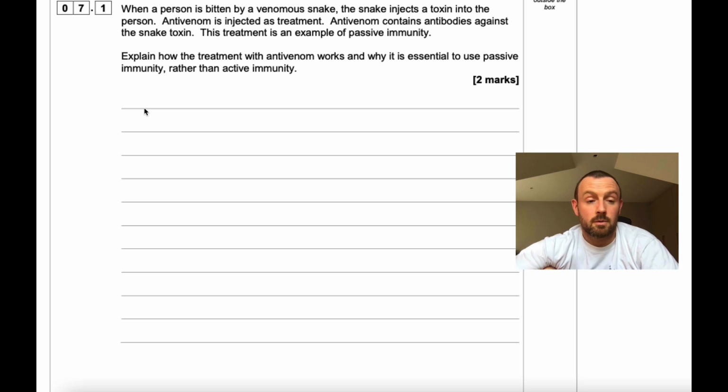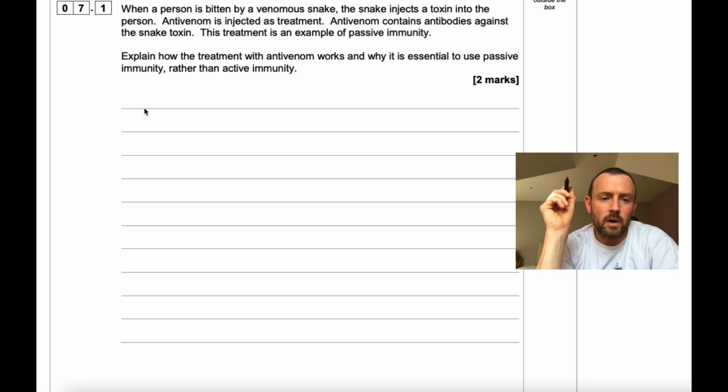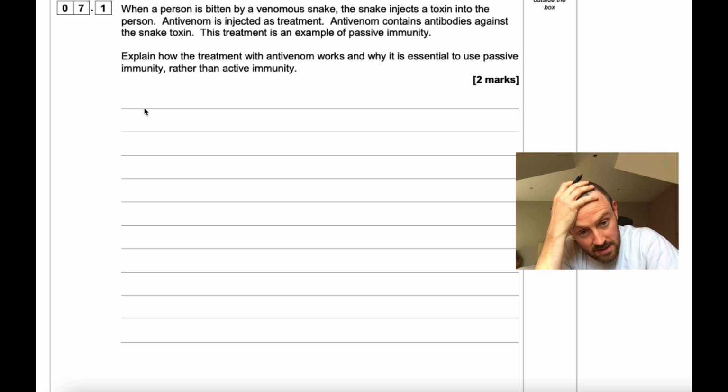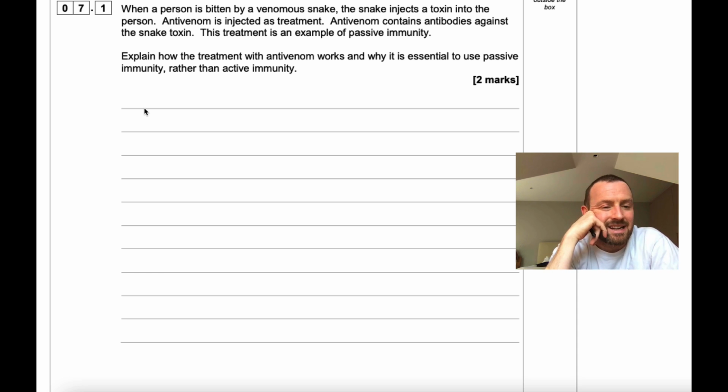Okay, moving on to question 7. When a person is bitten by a venomous snake, the snake injects a toxin into the person. Antivenom is injected as a treatment. Antivenom contains antibodies against the snake toxin. This is an example of passive immunity. Explain how the treatment with antivenom works and why it is essential to use passive immunity rather than active immunity.